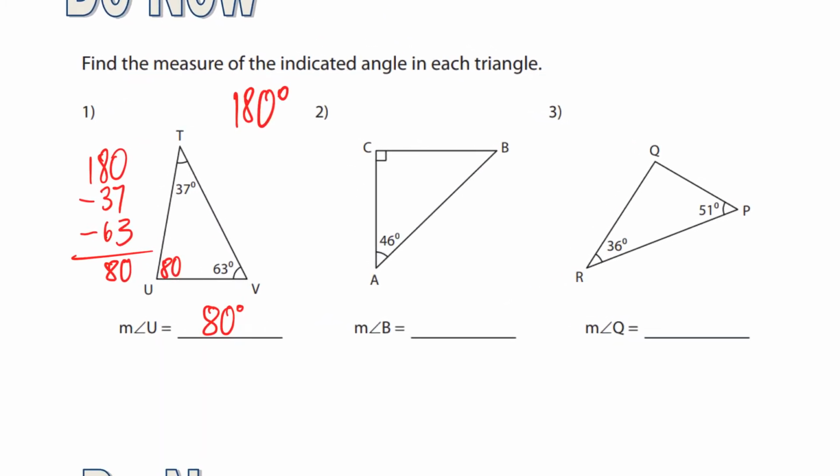Okay, number 2. This angle is 46 degrees. How big is this angle right here? 90. When you see that little mark, that means 90 degrees. So I'm going to do 180 minus 90 minus 46. And what does that give you? Gives you 44 degrees for angle B.